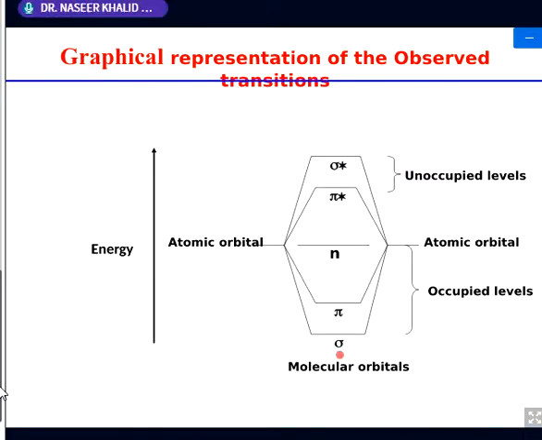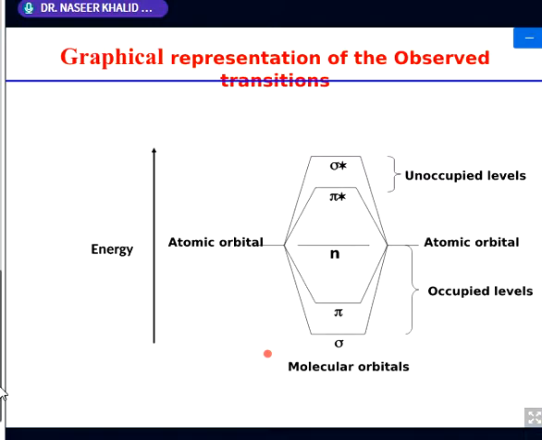For example, in sigma bond formation there is a sigma bonding molecular orbital, and there is always an anti-bonding character, that is sigma star, the opposite one. Similarly, when pi electrons combine, forming pi orbitals, they also form pi star orbitals.